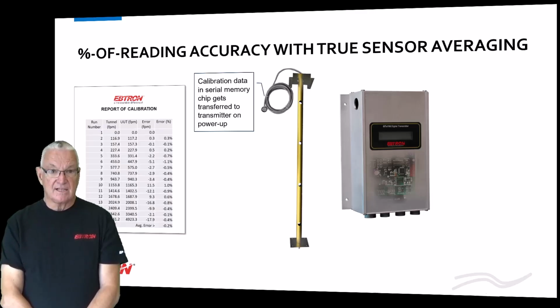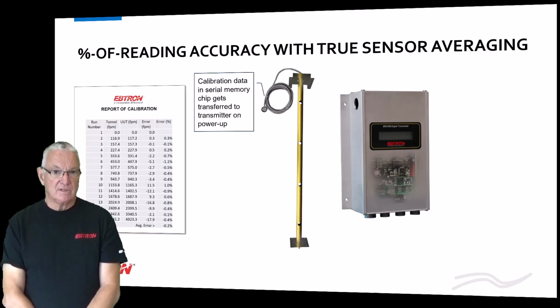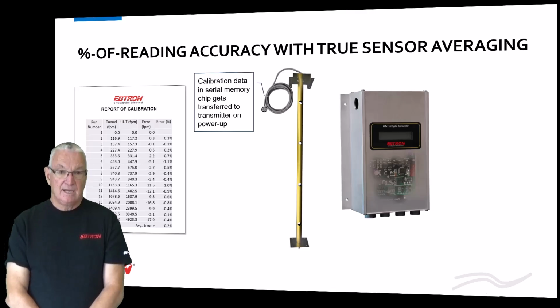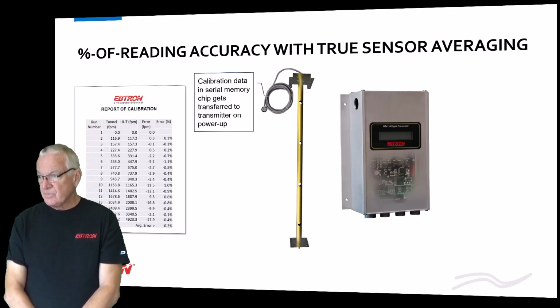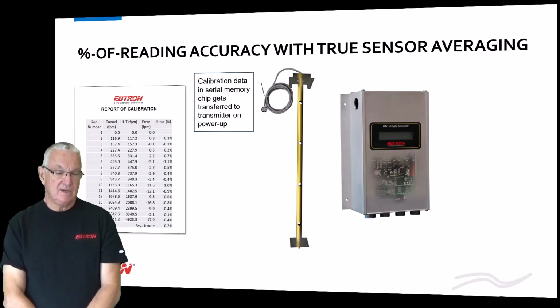When the sensor's calibrated, kind of a hard screen to see again, but if you did a report of calibration on the sensor there on the left, you'd find that the typical EBTRON sensor node is well within 1% of reading to what it's calibrated to, typically even better, considerably better than that. And so that's extremely important in the overall process.